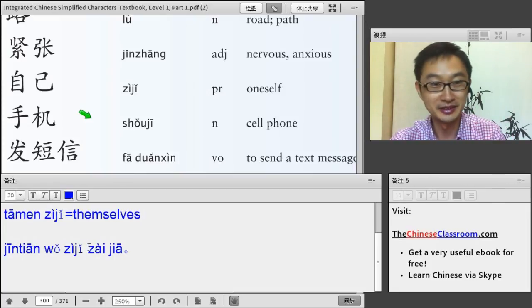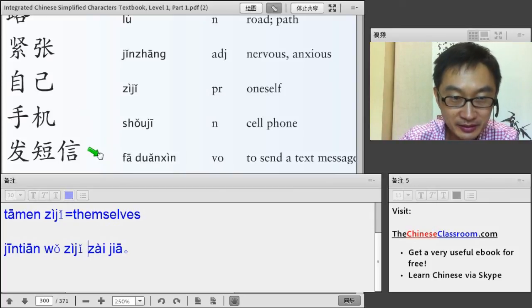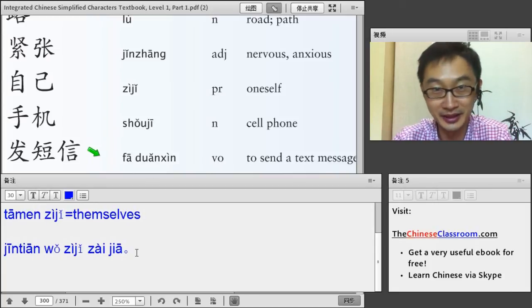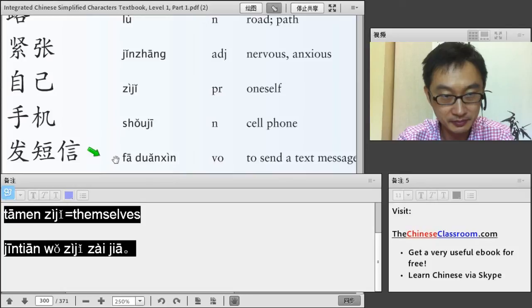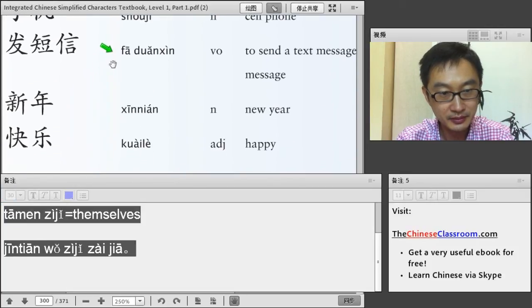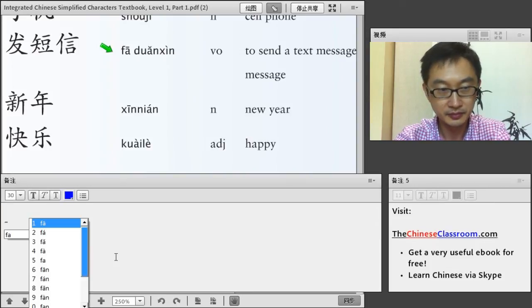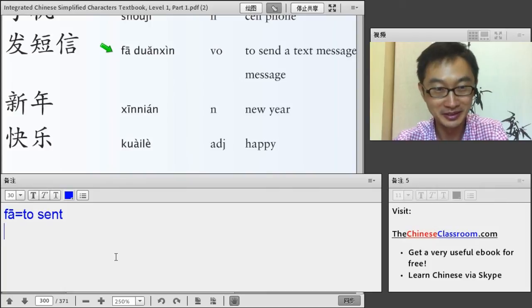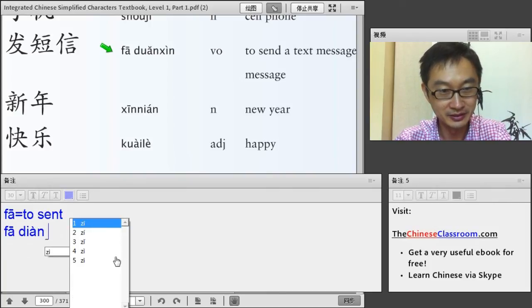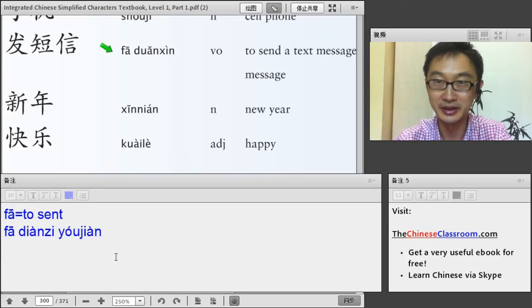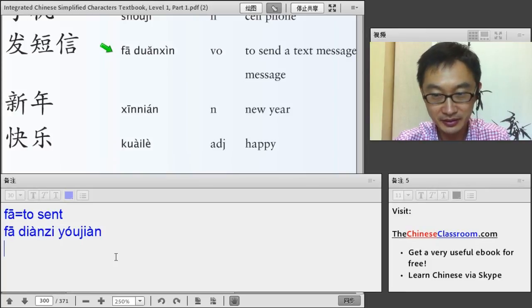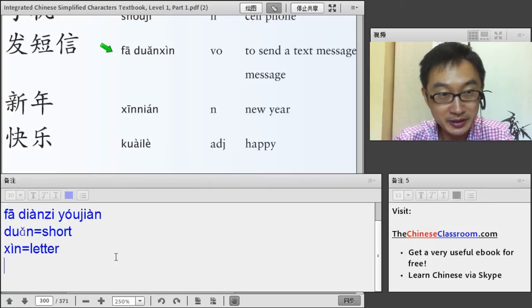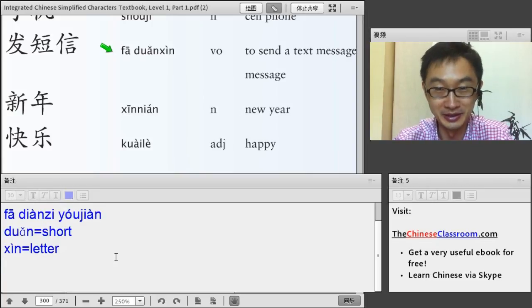手机, we mentioned it many times. Cell phone, 手 is hand, 机 is a machine, hand machine, cell phone. 发短信, one function of your cell phone is to send a text message. 发 means to send. 发短信 could be 发电子邮件, to send email, 发 anything, send anything. And 短 means short, 信 means letter, so literally 发短信 means to send a short letter. It means send a text message.